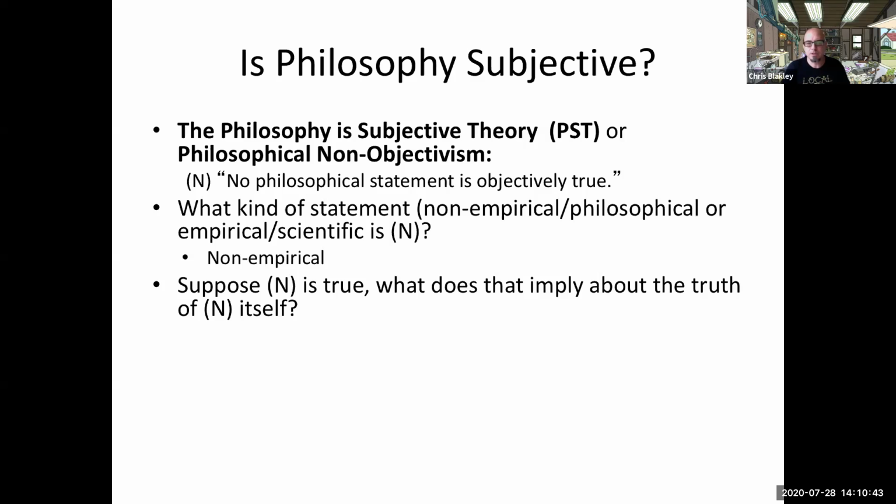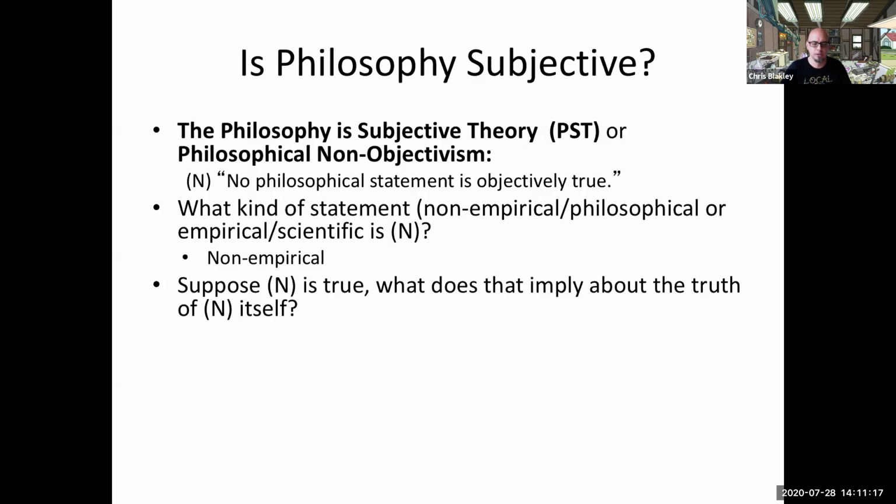So again, to walk back through this one more time, what kind of statement is statement N? N is: no philosophical statements are objectively true. Well, it's a non-empirical truth. It can't be proved by science. So suppose N is true. Remember, we're entertaining the idea that this argument is sound, and then thinking about whether it's logically coherent, right? So suppose N is true. Again, that's the underlying assumption of premise 1 in our argument. What does it imply about the truth of itself? Again, there's a self-referential part there.